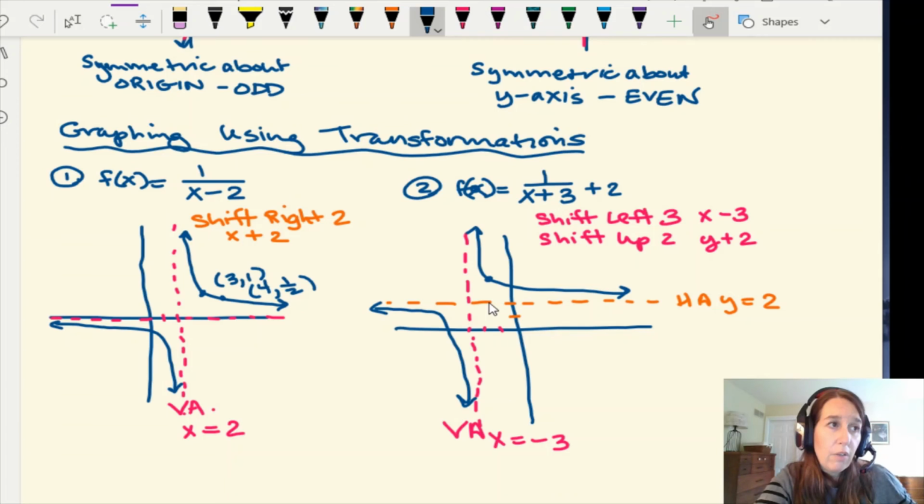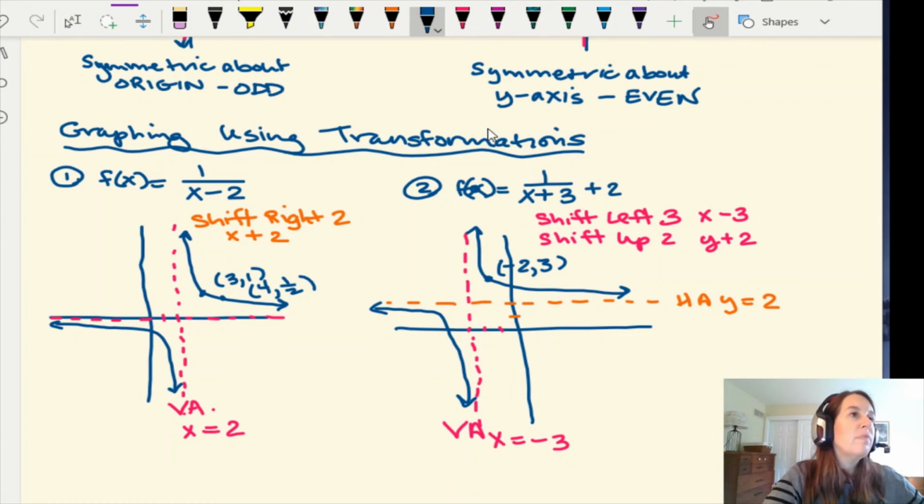So in other words, this point that was 1, 1 is now 1 minus 3, so -2, and then 1 plus 2, so 3, so -2, 3. So each time you have a point, you're just subtracting 3 from the x's and adding 2 to the y's. Let's look at one more.